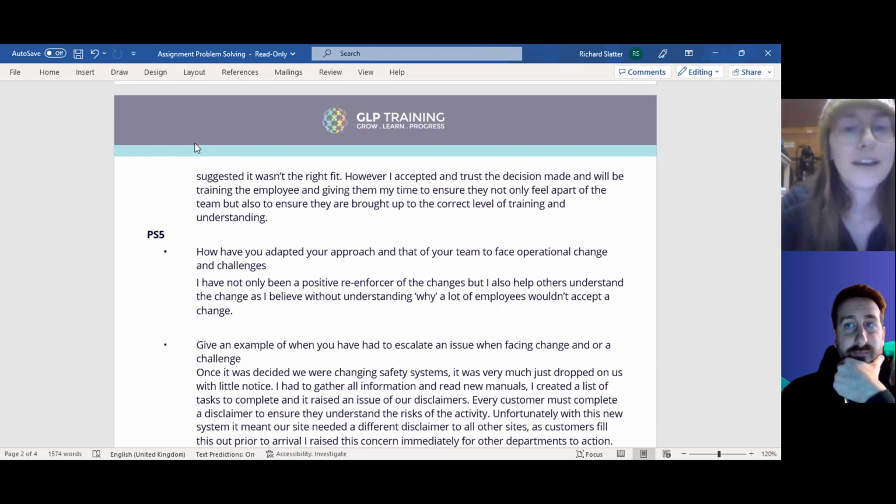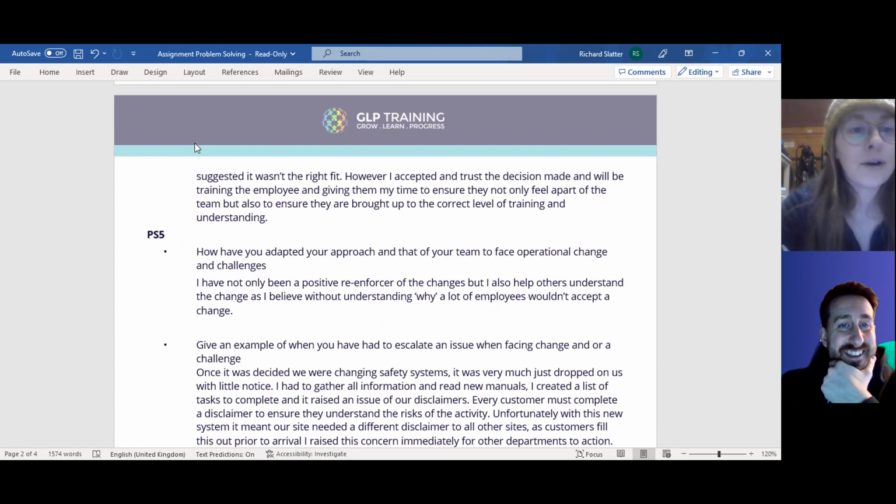Yeah, sorry. Okay. So I've not only been a positive reinforcer of the changes, but I also help others understand the change, as I believe without understanding why, a lot of employees wouldn't accept a change. That's it. So just to confirm, Kerianne, were these changes referring to the new equipment, or is this a generalization?